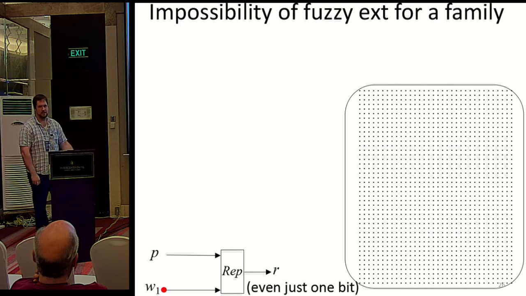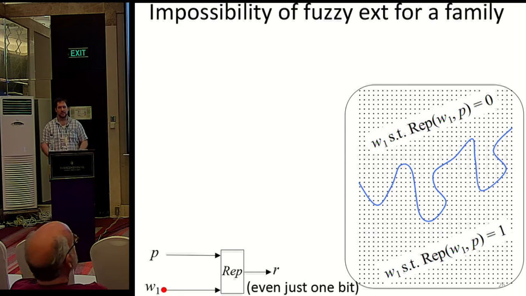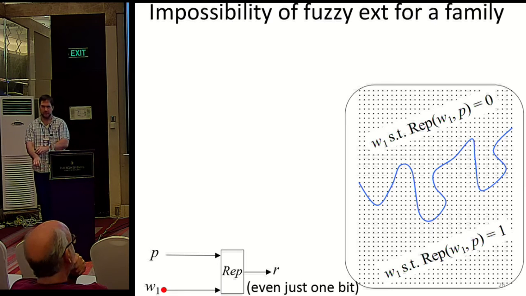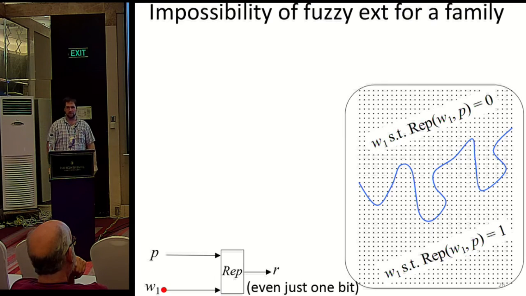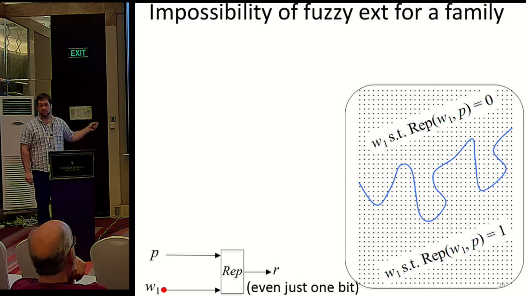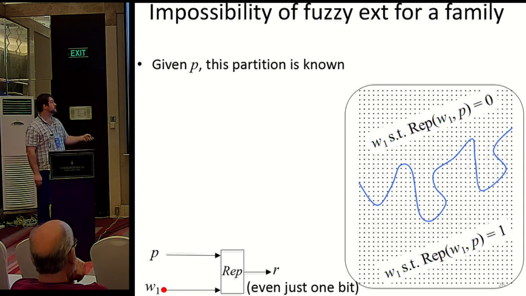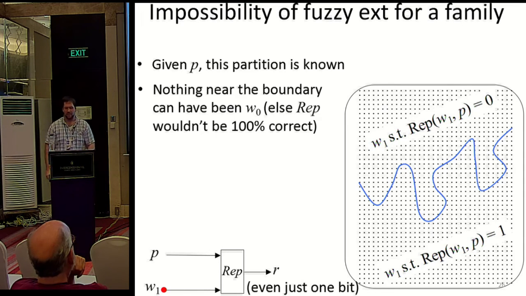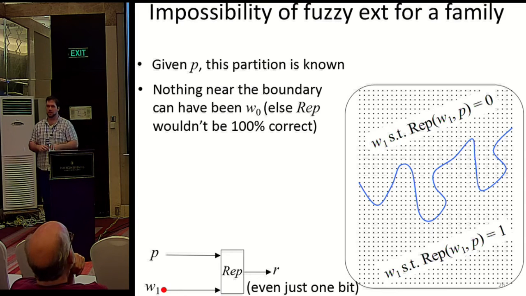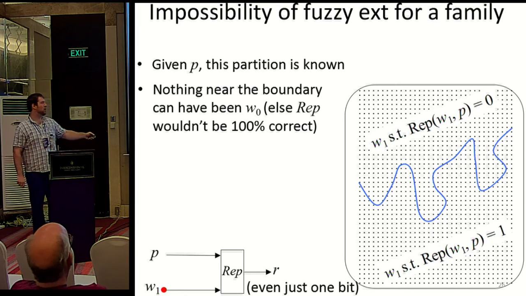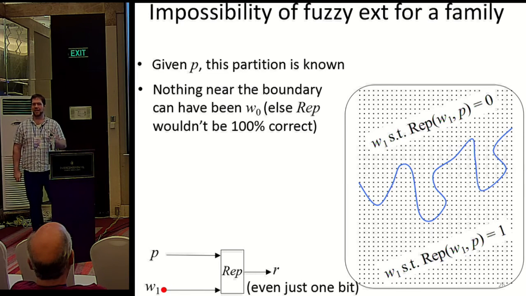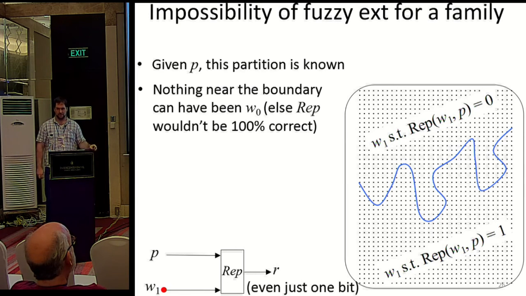So again, we have our lovely metric space here, and what the reproduce algorithm does is it partitions this metric space into values W1 where reproduce outputs the key 0, and where reproduce outputs the key 1. Okay? And furthermore, the adversary, knowing this public value P, knows this partition. Right? They can see this partition. Okay. So here, the point is that our value W0 could not have lived near the boundary of this partition.